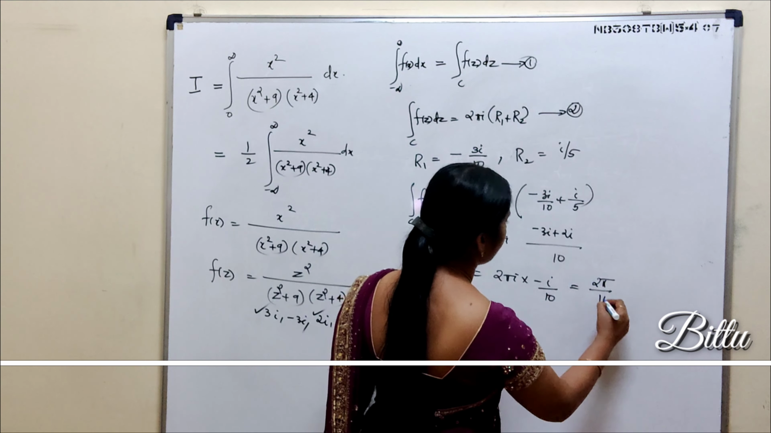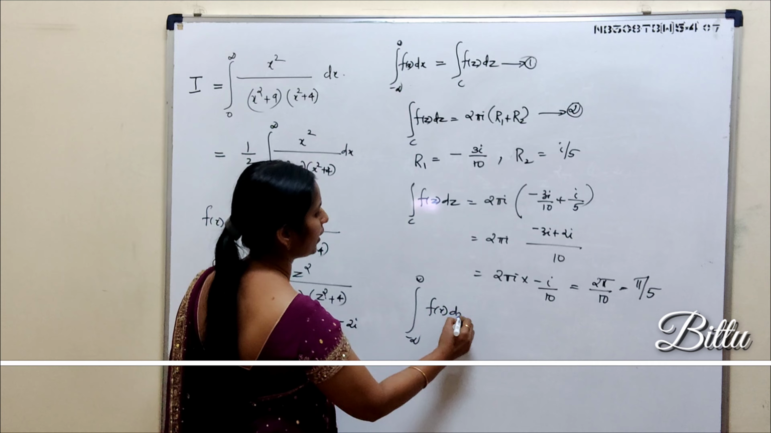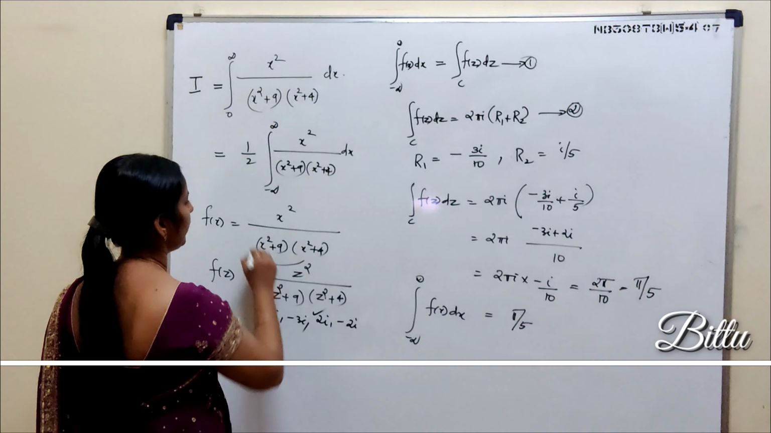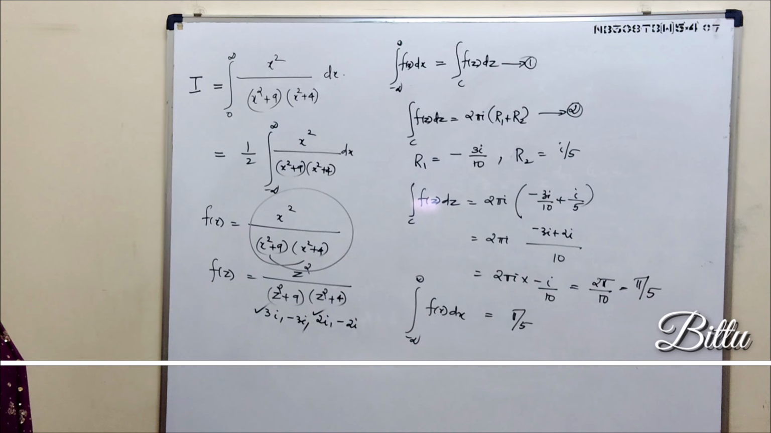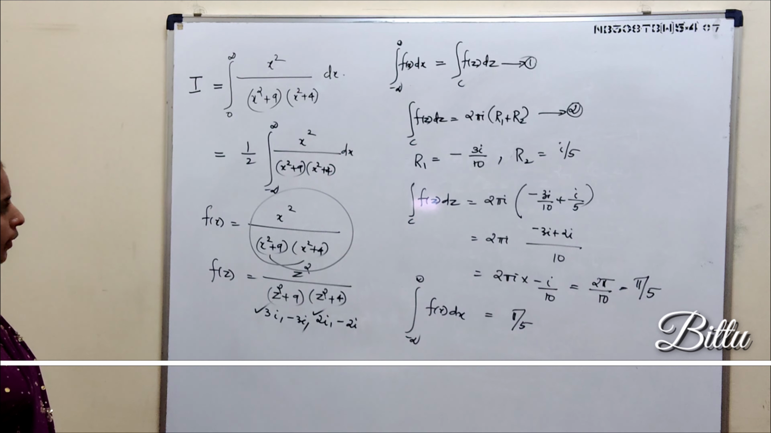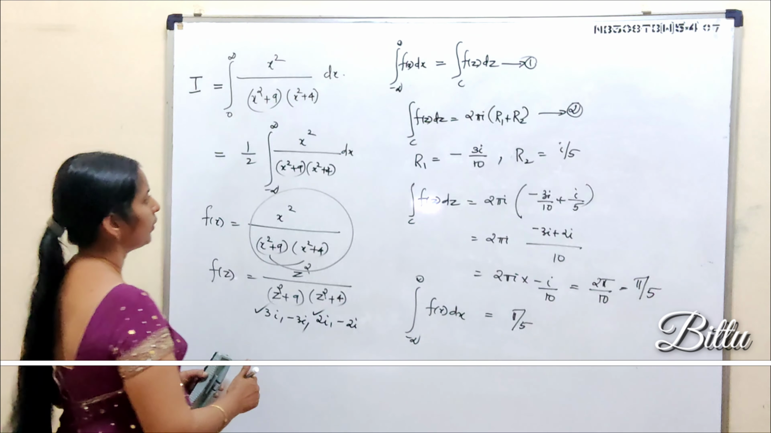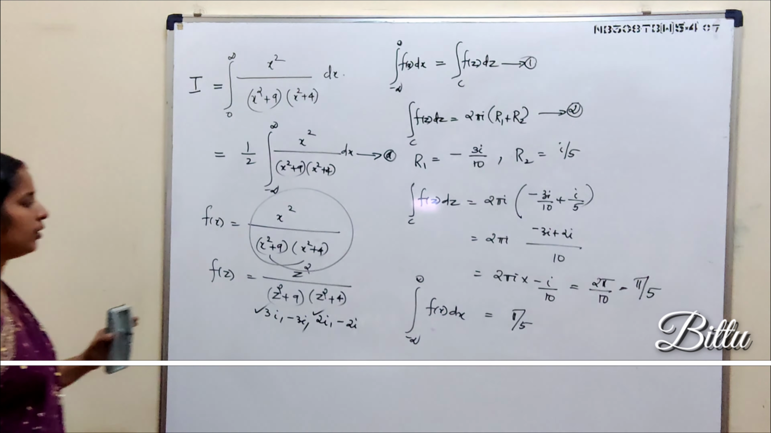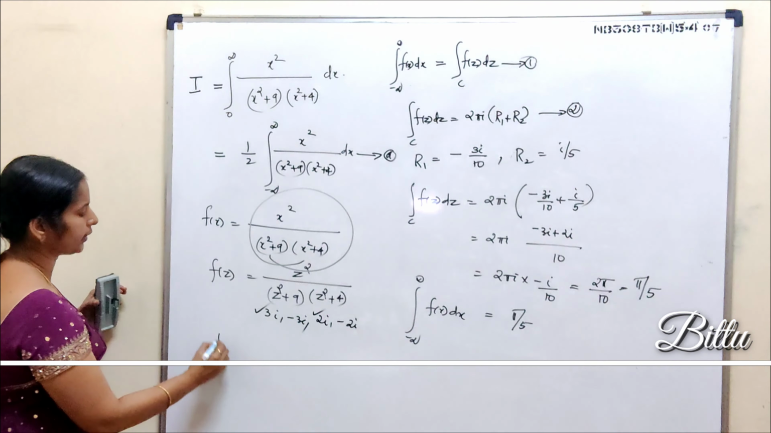You put this in equation number 1. We have the integral from minus infinity to infinity of f(x) dx is pi by 5. You replace f(x) by x square by (x square plus 9) into (x square plus 4). Then the given integral can be obtained from equation number A. So the answer of the given integral is half into pi by 5. So the answer is pi by 10.